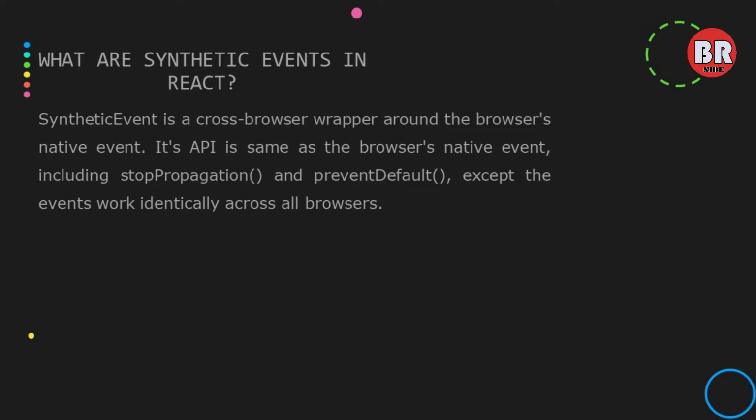What are synthetic events in React? Synthetic event is a cross-browser wrapper around the browser's native event. Its API is the same as the browser's native event, including stopPropagation and preventDefault, except the events work identically across all browsers.